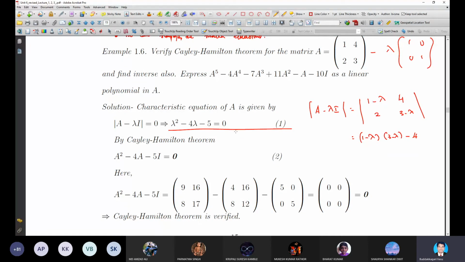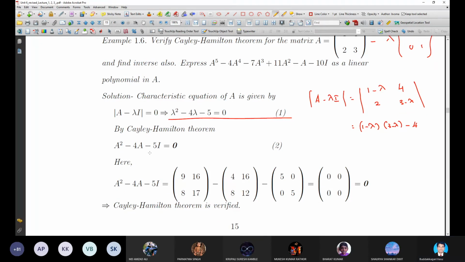So by the Cayley-Hamilton theorem, it has to show that this equation is satisfied by A. That means A square minus 4A minus 5 into I, identity matrix, is equal to 0. So we have to show that A square minus 4A minus 5I is equal to 0. Now calculate that value, A square minus 4A minus 5I. A is equal to the given value.